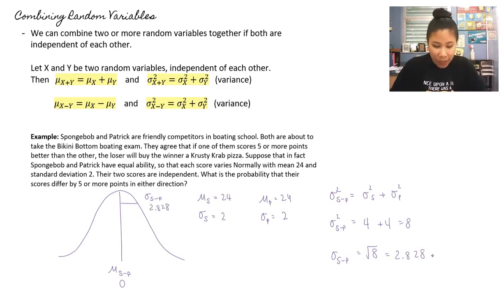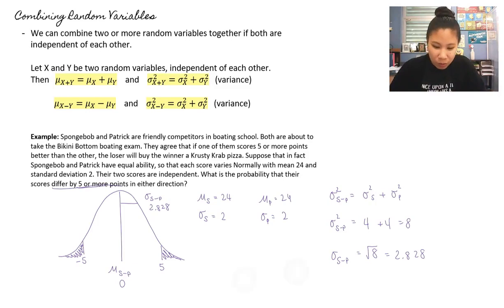Okay, so for the shading of my normal curve, we're looking for the probability that their point values differ by 5 or more points in either direction. So we're basically saying SpongeBob minus Patrick should be 5 or more, or SpongeBob minus Patrick should be -5 or less, because in either direction. Meaning SpongeBob scored 5 points more than Patrick, or Patrick scored 5 points more than SpongeBob, because either way, someone's got to buy that pizza. Okay, so this is the probability that we're looking for.